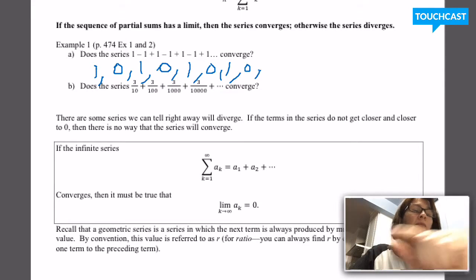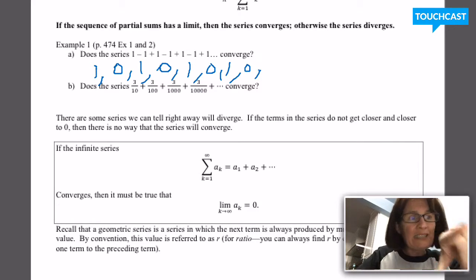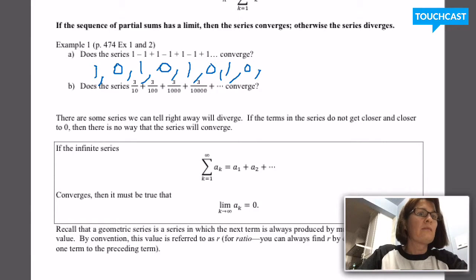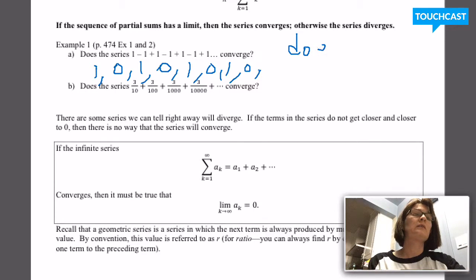So my question, does this sequence have a limit? As n approaches infinity, can I tell what my sequence value, my term value, is headed toward? And the answer is no, I can't. It's alternating back and forth between two values, so there's no limit. So this series does not converge.